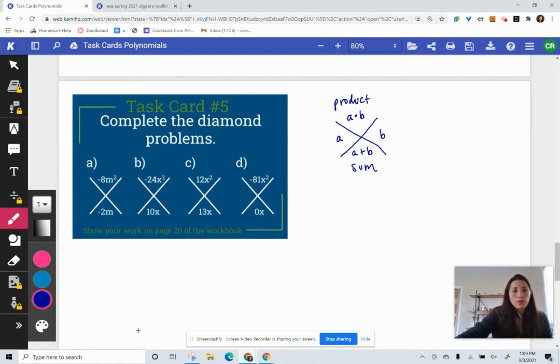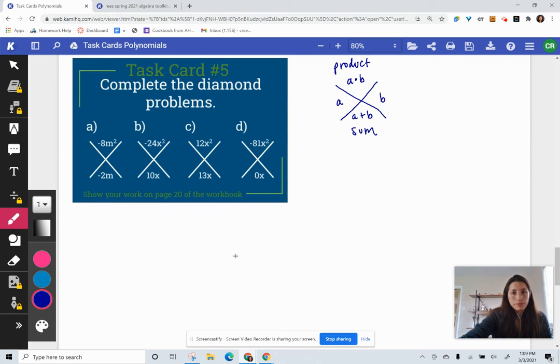Okay, so with our first question here, we've got a -8m squared. So keep in mind that the only way to multiply to make a negative is one positive and one negative. Positive times a negative is going to give you a negative. So one of your factors positive, one of them negative.